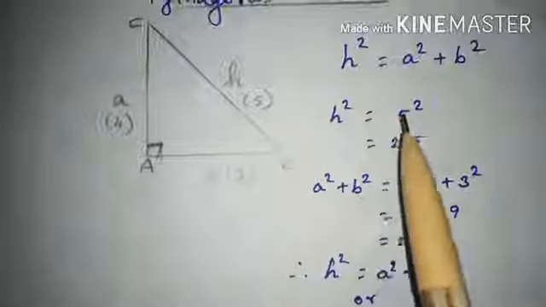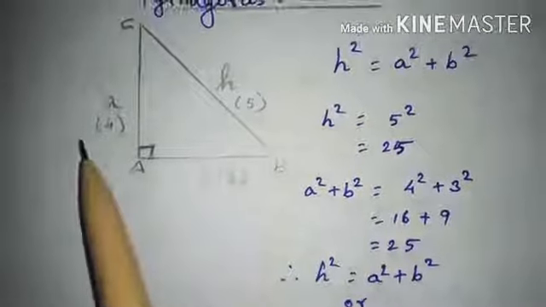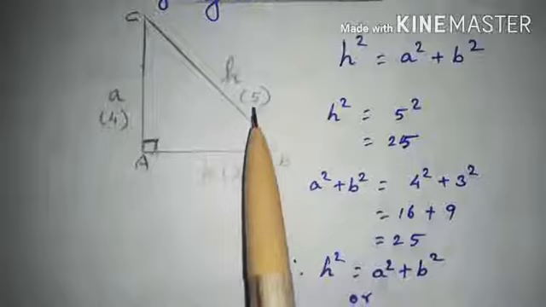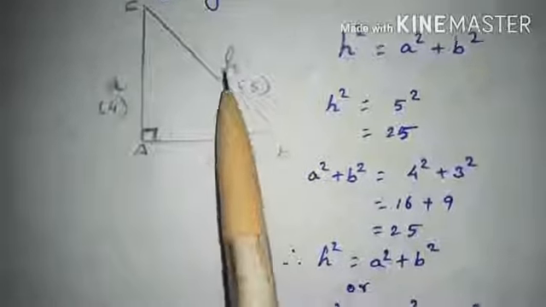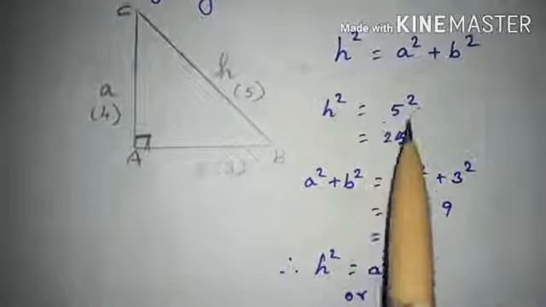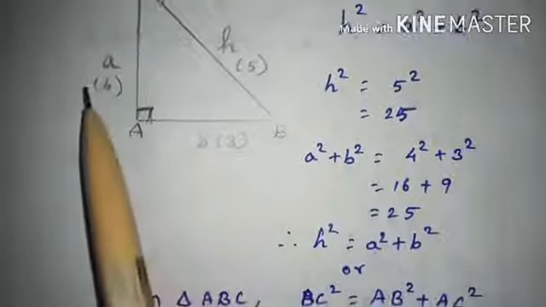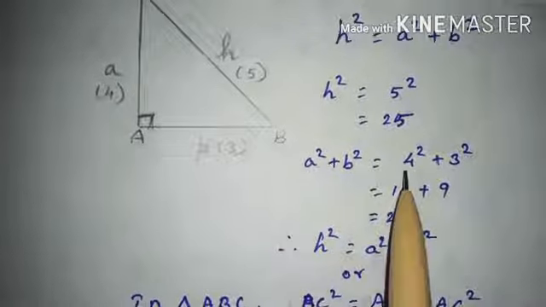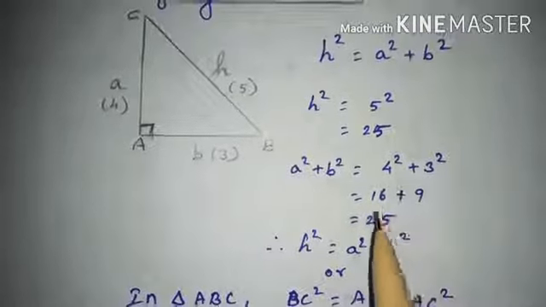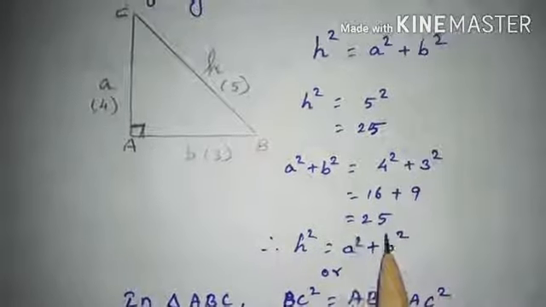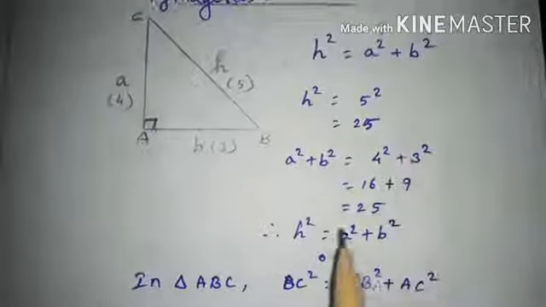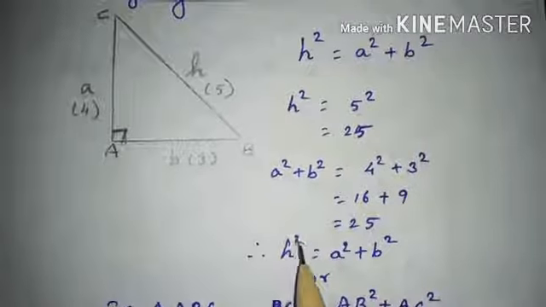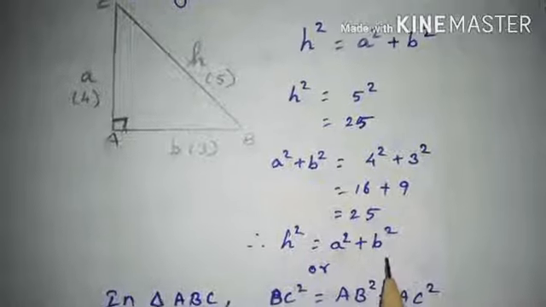Let's prove this theorem by considering an example. Here we are considering a equal to 4, b equal to 3 and h equal to 5. First we find the hypotenuse square, that is h square equal to 5 square, which is 25. Then we find the squares of the other two sides, that is a square plus b square. a is 4 and b is 3. We get 4 square plus 3 square as 25. Comparing these two, we can see that h square and a square plus b square are equal. Therefore, h square equals a square plus b square.